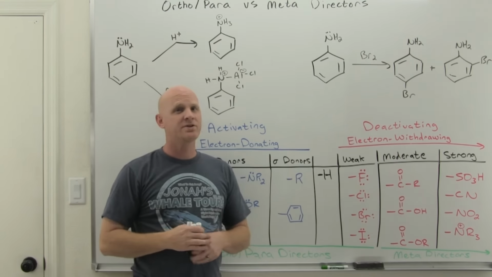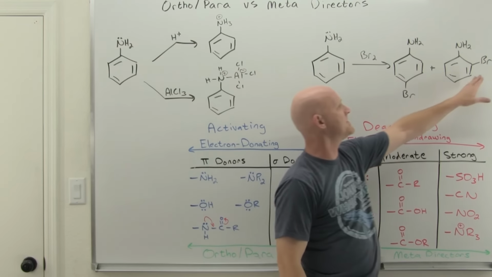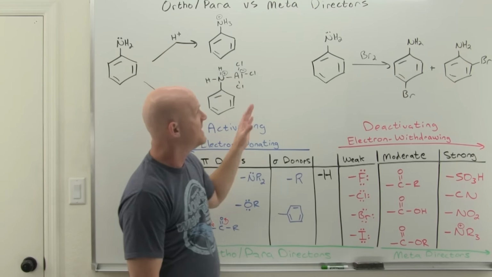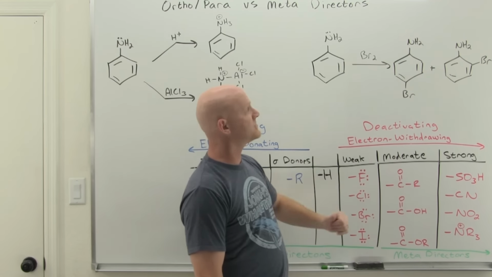Cool, so for an ortho-para director, in most examples, you're going to end up predicting both the ortho and para products. We'll see some exceptions to this when we work a few examples. But that's what we mean by an ortho-para director. It directs EAS reactions to happen there.